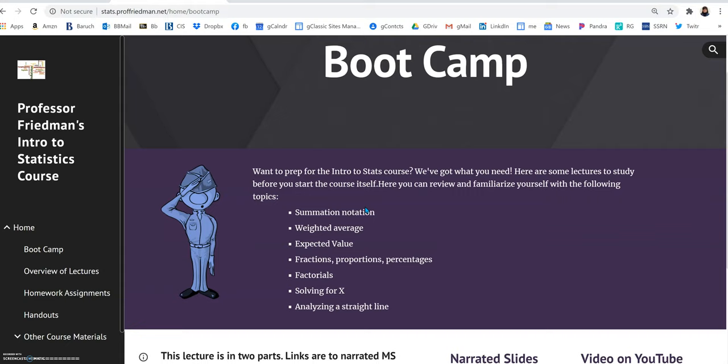Remember what a factorial is? Like 10 factorial. That means 10 times 9 times 8 times 7 times 6 times 5 times 4 times 3 times 2 times 1. Remember that? That's called a factorial. You learn how to solve for an unknown when you have an equation. That's, again, ninth grade algebra. You also learn about a straight line and what a slope is. So this is just refreshing your knowledge. You will need this in the course.